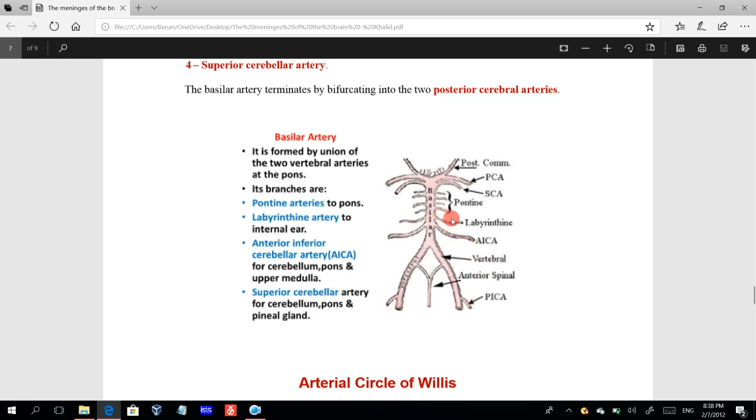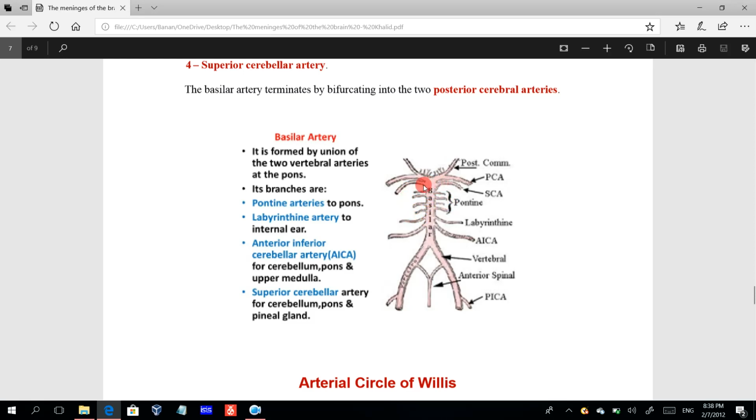The other branch is the labyrinthine, and this labyrinthine takes a long course like this to reach the internal acoustic meatus and enters the internal acoustic meatus with the eighth cranial nerve to supply the inner ear, the labyrinth of the inner ear. The other branches are the pontine arteries, and of course you see many branches from both sides, and these arterial branches will supply the pons.